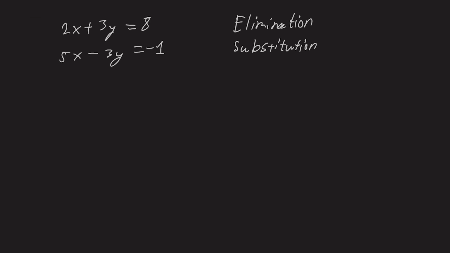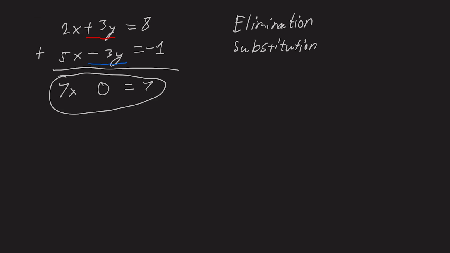When we use the method of elimination, we look at the variables in our system of equations, and we consider how we can combine these two equations into one, and in doing so, eliminate one of the variables. In this case, you can see that in the top equation we have a positive 3y, and in the bottom equation we have a negative 3y. Which means that if I add these two equations together, I get 2x plus 5x equals 7x, 3y plus negative 3y equals 0, and 8 plus negative 1 is equal to 7. So this is what I get when I do the elimination.